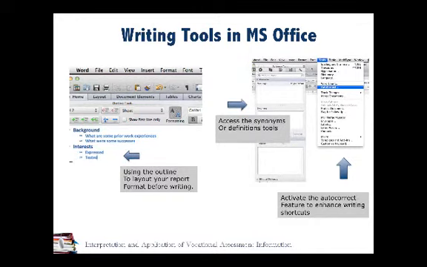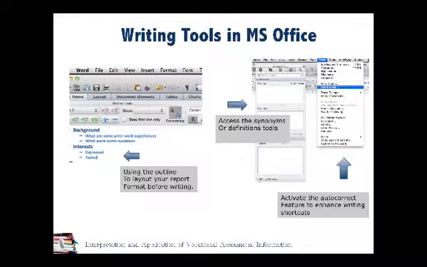The writing tools in Microsoft Office, as you can see in this example, can be found in a number of places. So beginning with the left, I've given you an example of what the outline tool provides. And the outline tool, let's say we were beginning to write our report, you could start by structuring that by some of the categories, such as background or interest, and lay out a framework for how you're going to write that report in a logical sequence.